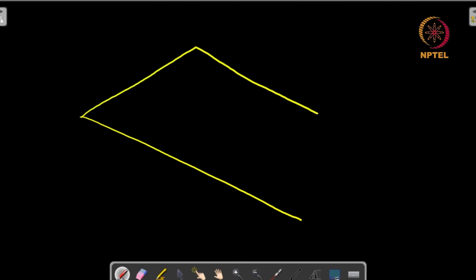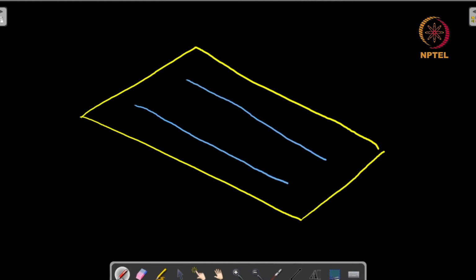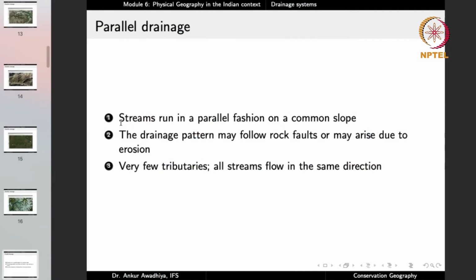so suppose this is the piece of land and the slope is high. So in that case, if you release some water here, it will move along the slope. If you release some water here, it will move along the slope. And in this case, all of these different streams, they will appear parallel. So this is a parallel drainage.